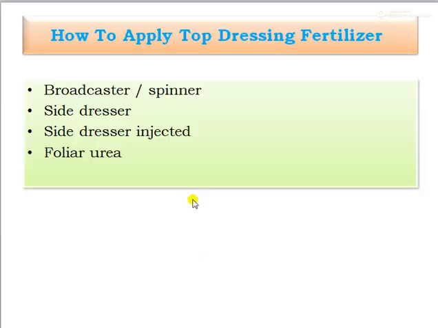Next, how to apply top dressing fertilizer: broadcasting or using a spinner, then side dresser or side dressing, and side dressing with injection, especially for liquid fertilizers, which have to be applied through the injection method, directly injected into the soil.